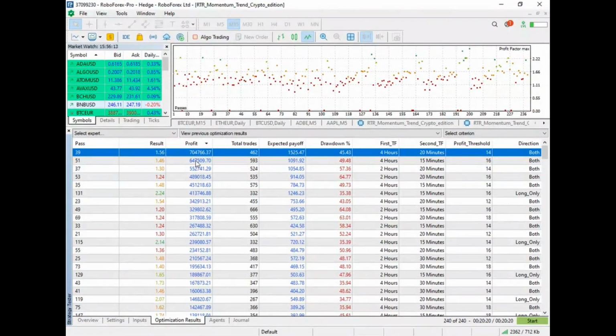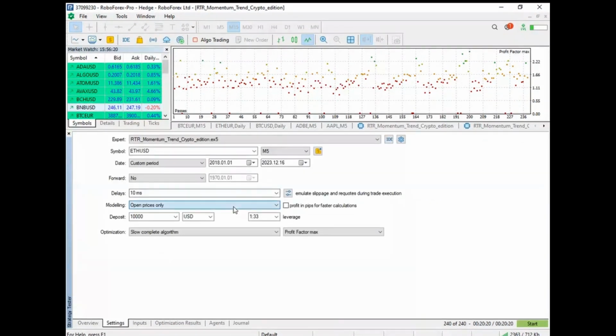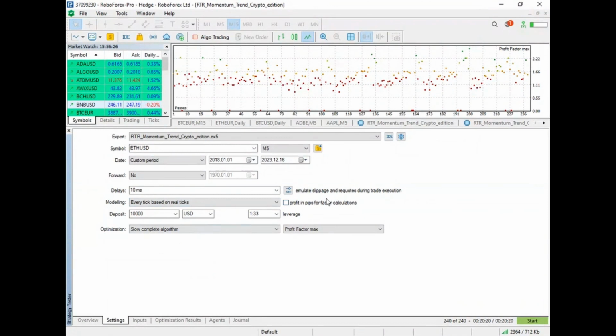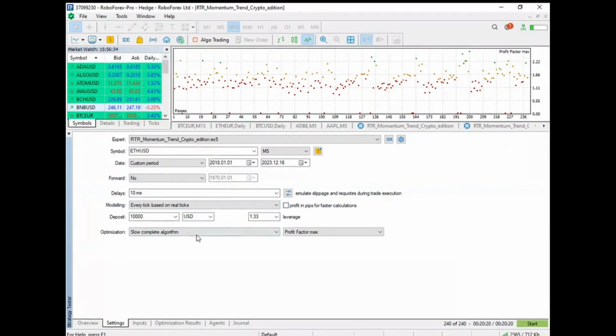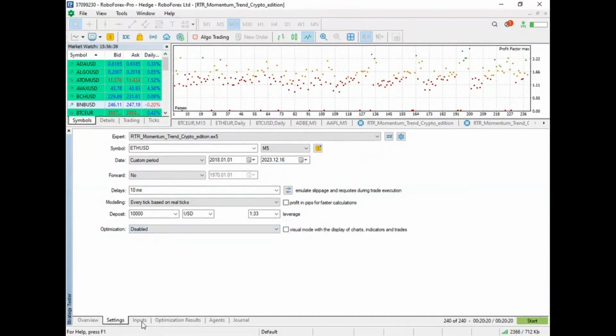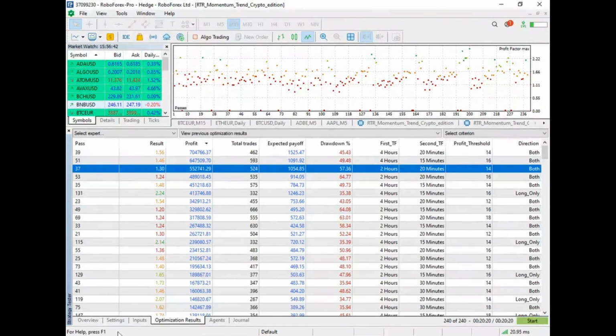In the next video, I'm going to run a single test on maybe the top 3, and I'll be using every tick based on real ticks. These are real broker ticks that include the bid-ask spread from the broker. We will be using 33 to 1 leverage again. So let me disable the optimization to run a single test. Let me end the screencast. I'll see you in the next one.